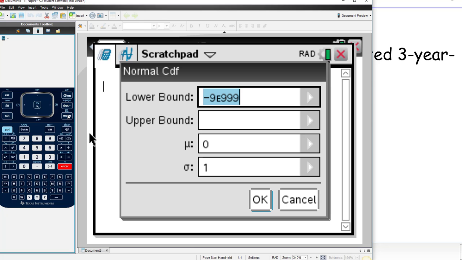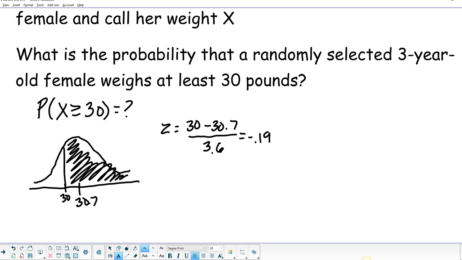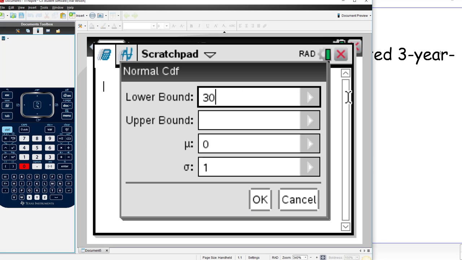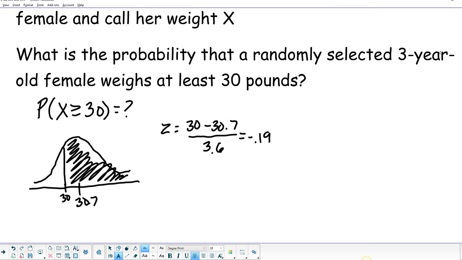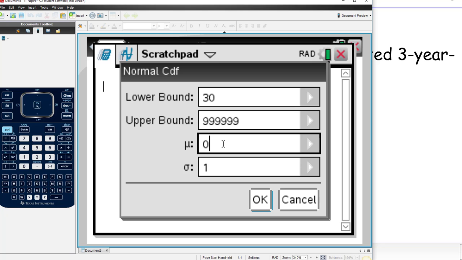We have to enter first our lower bound. Where did our cutoff start? It started at 30, so enter in 30 for your lower bound. Our upper bound, what's that number going to be? It really goes on and on and on forever here. We're shading in theory until infinity because this curve never touches the x-axis. The problem is we can't use infinity in the upper bound in our calculator. We have to have some finite number, just some crazy big number. A whole bunch of 9s will do.